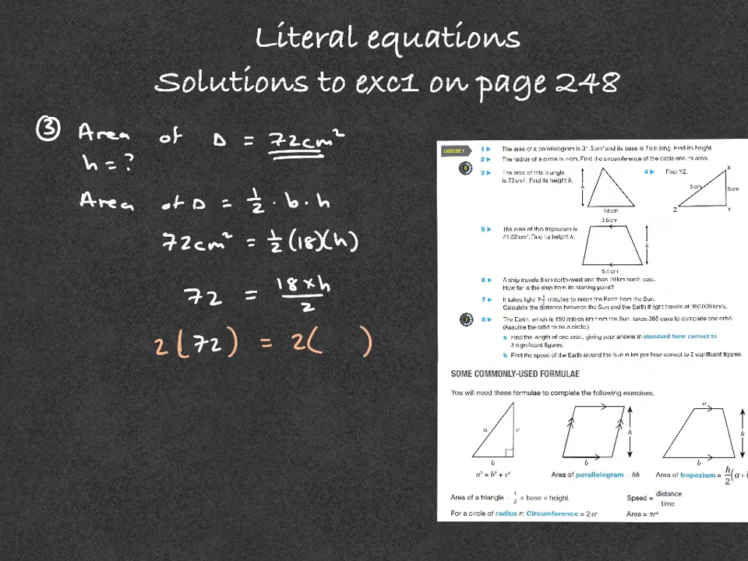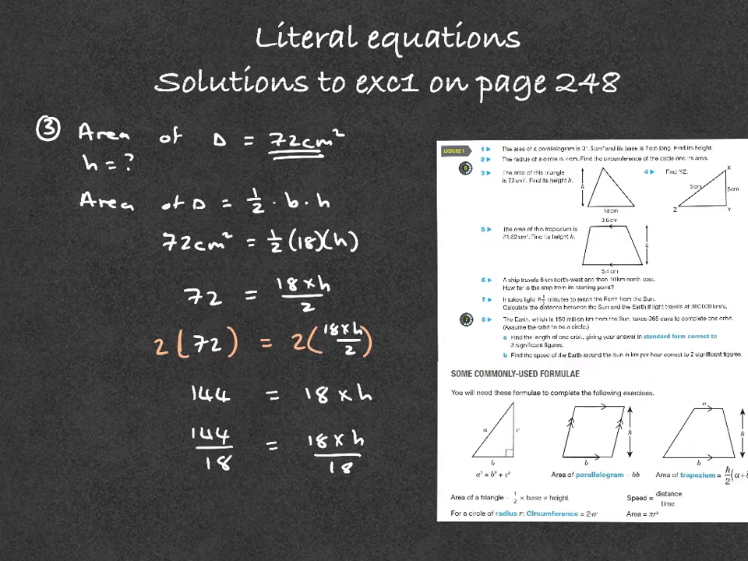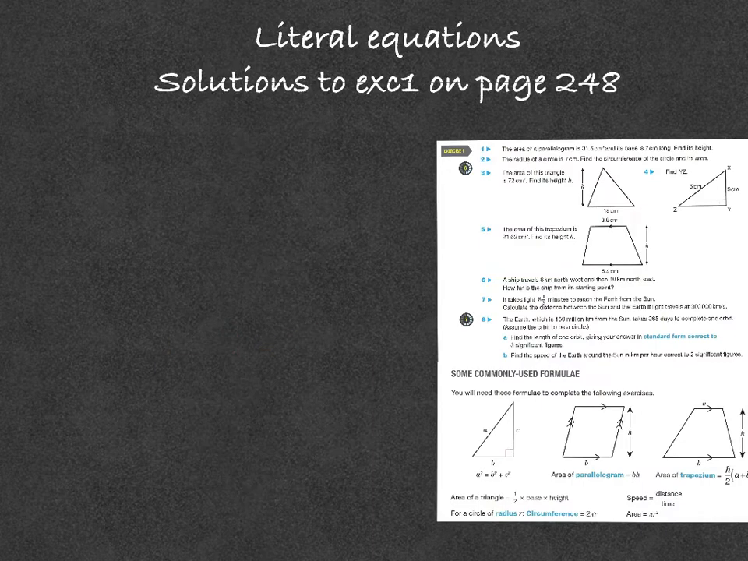So 72 times 2 is equal to 18 times h over 2 times 2. So 72 times 2 is 144. 18 times h divided by 2 times 2 is 18 times h. Now we just need to get rid of the 18, so you divide by 18 on both sides. Therefore, 144 divided by 18, mental arithmetic is terrible in the morning, that's 8.